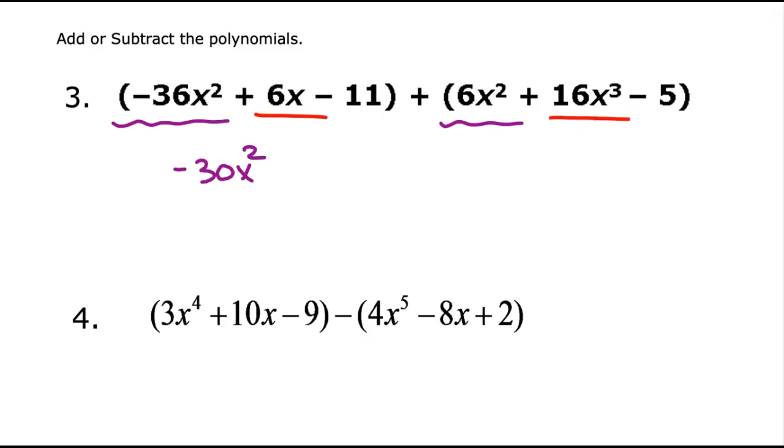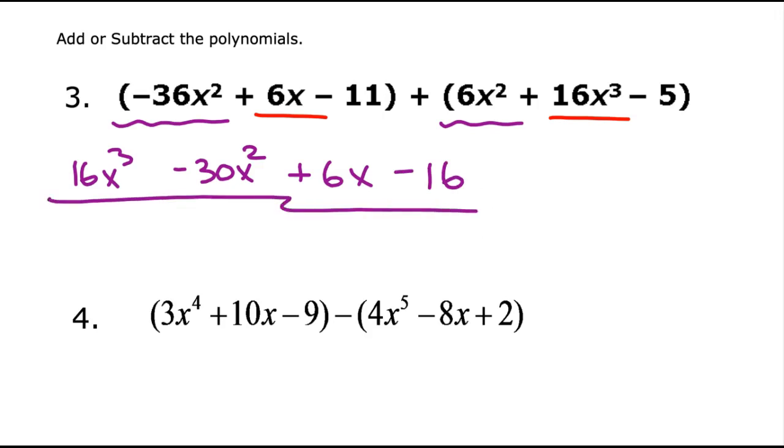Whoa, didn't see that one there. Almost tricked me on that one, Bully. We got to put that one first. 16x cubed out in front here minus 30x squared plus 6x plus, let's see, it's not going to be a plus, it'll be a minus. How about minus 16? Ka-chow! You guys agree with that? Good. All right, next one.